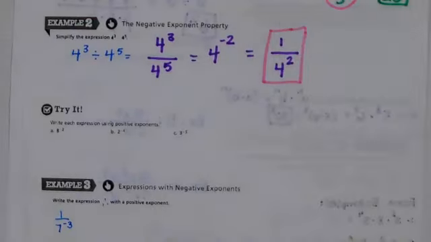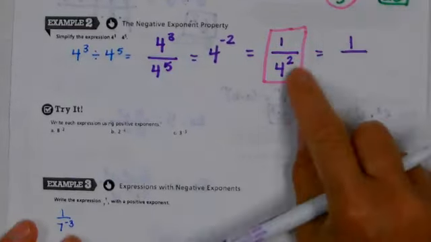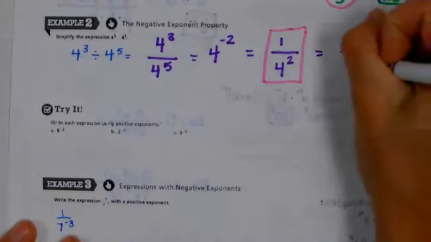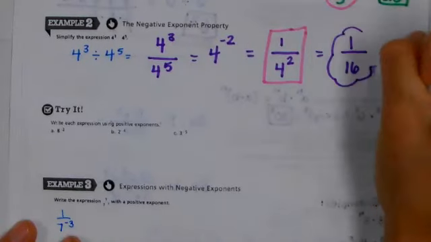Now, if we want to go one more step and simplify it further, we would leave that 1 and we would simplify 4 squared, which we know is 4 times 4. And so our final answer, fully simplified, would be 1 over 16.